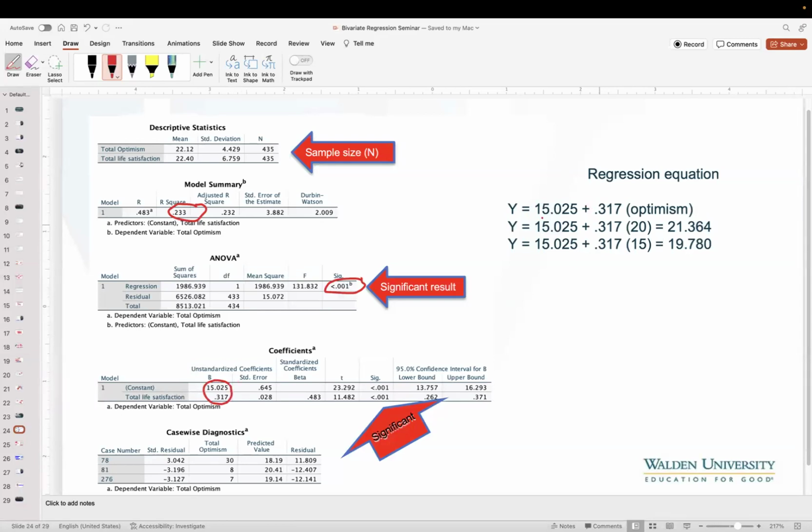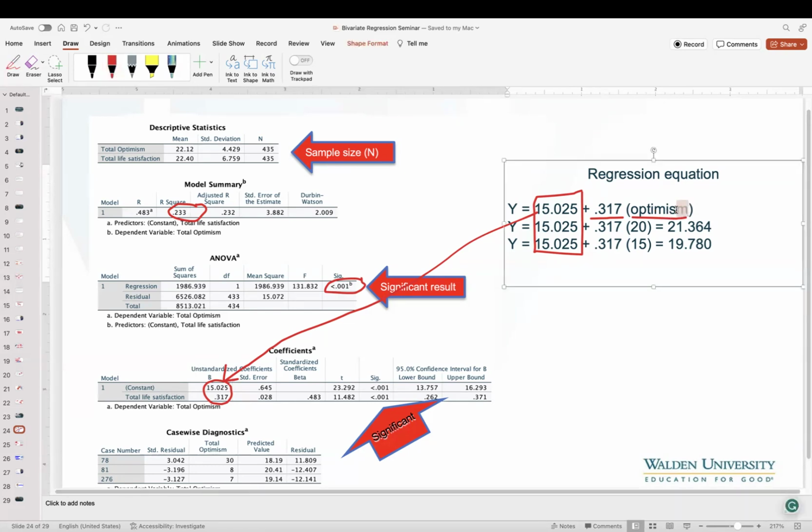Now, let's put it into the equation. So y equals 15, which will always be the slope or the constant, okay? We have a positive slope plus 0.317 times whatever optimism is. Excuse me, I'm sorry, that would be life satisfaction. Let me make that change, because life satisfaction is the predictor, okay?